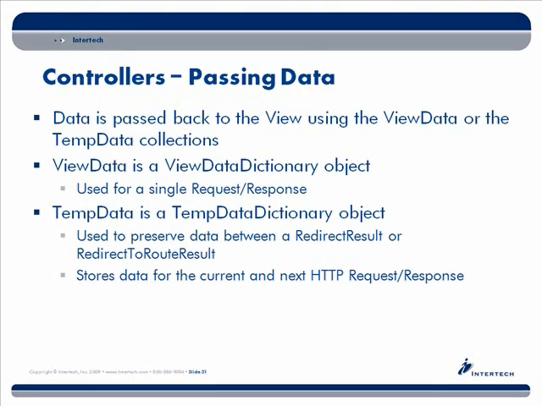There are two different ways we can pass data to a view. One, the most popular way, is by using the ViewDataDictionary object, and it's oftentimes referred to as ViewData. This, of course, is great for a single request and response. If you need to redirect them to a different route or to a different controller altogether, then you should use the TempDataDictionary object instead. This will store it between multiple requests and responses.